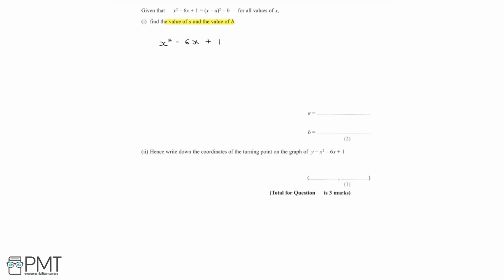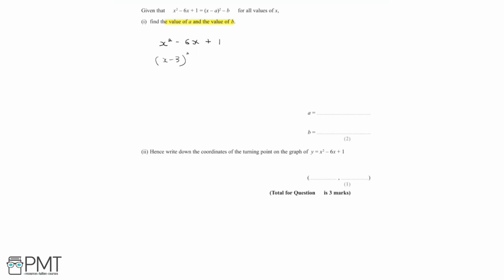Now to complete the square, we're going to start with x. And now we want to halve the number in front of the x term. We have x squared minus 6x plus 1. The number in front of the x term is minus 6, and so half of minus 6 would be equal to minus 3. And so to complete the square, we want to do (x minus 3) all squared.